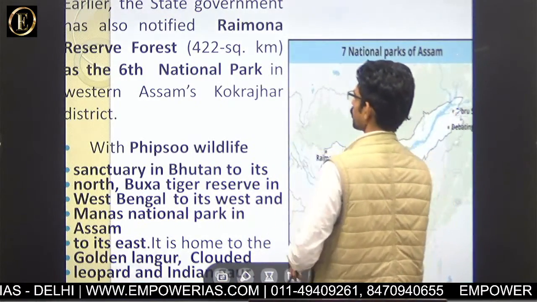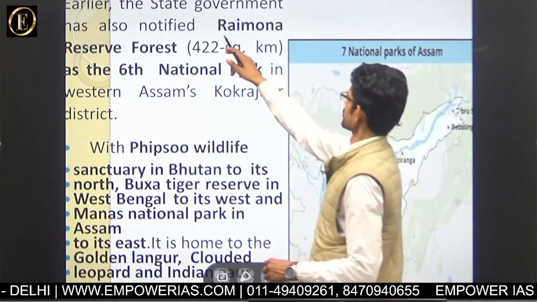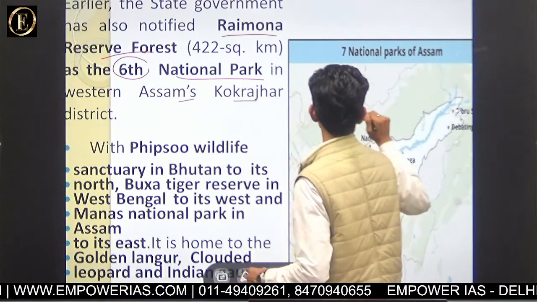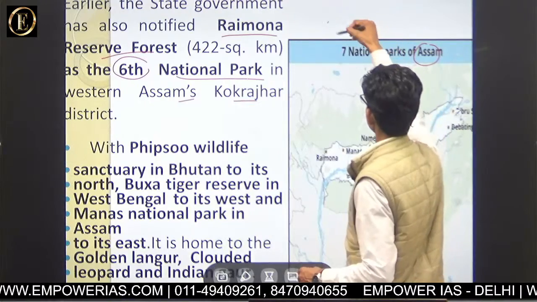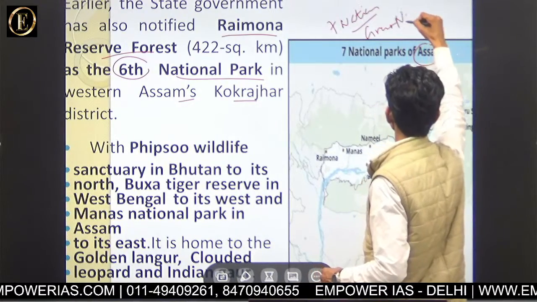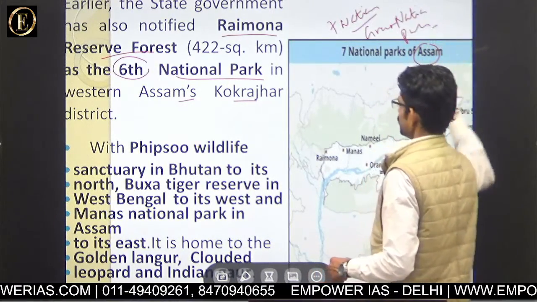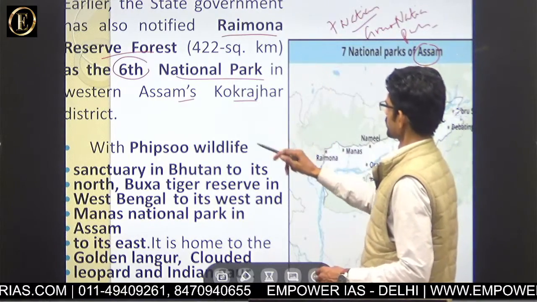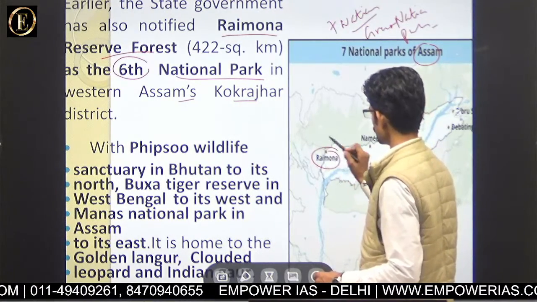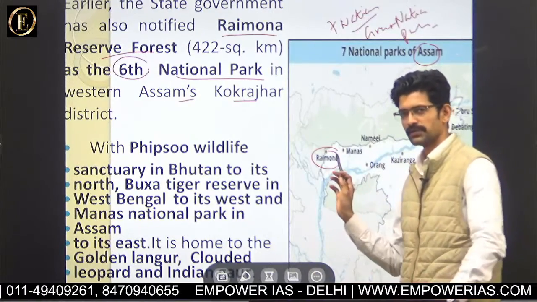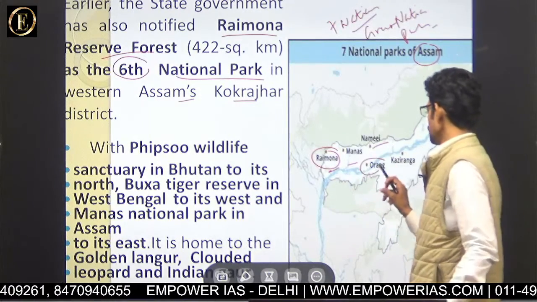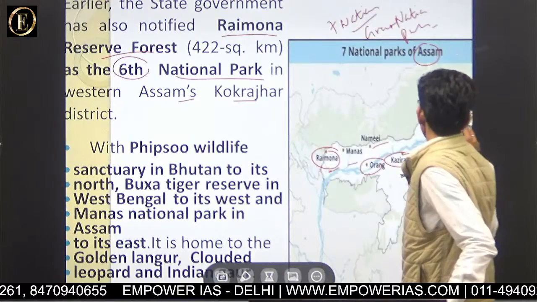Now we look into the short news that Raimona Reserve Forest in Assam is the 7th National Park in Assam, Kokrajhar. So Assam has 7 national parks in total, which contributes to huge green coverage and national importance. Now, the Raimona Reserve Forest, located in the eastern border of Assam, is again a new national park. So the national parks we have in Assam: Raimona, Manas, Orang, Nameri, Kaziranga, Dehing Patkai and Dibru-Saikhowa.